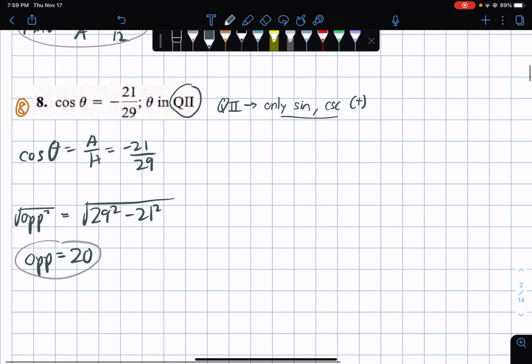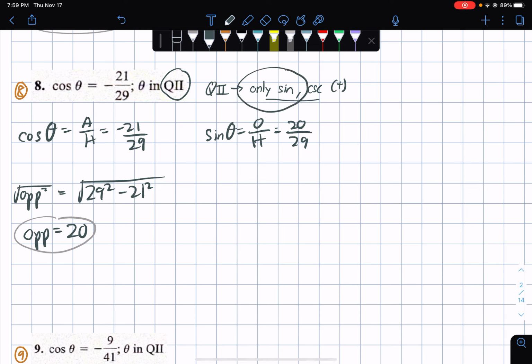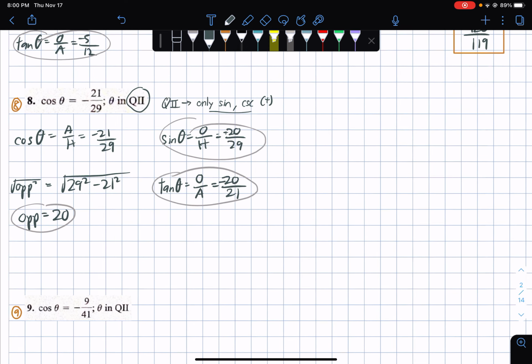Now let's look for sine theta. Sine theta is equal to O over H. Opposite side is the 20 and the hypotenuse is 29. Because it's quadrant 2, sine is positive. Let's look for tangent. Tangent theta is O over A. Opposite side is 20 and the adjacent side is 21. This is negative in quadrant 2. So now we have sine and tangent.